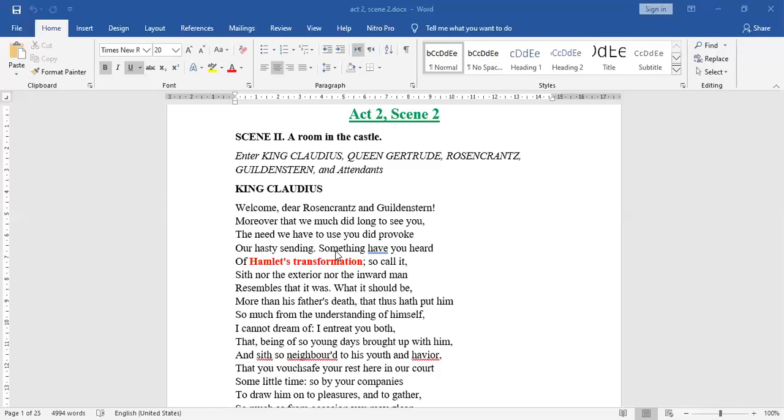Okay, so now Claudius is alert to ask these questions. Why is Hamlet behaving in this way? And if he is pretending, why is he pretending? What is in his mind?